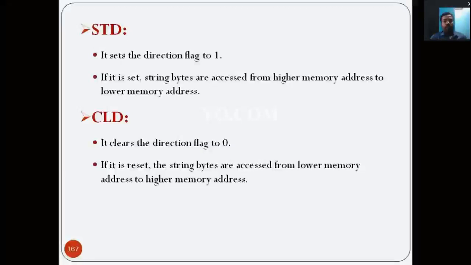Okay, STD, set the direction flag to 1. If it is set, the string bytes are accessed from higher memory address to lower memory address. If it is 0, it means it is accessed from lower memory to higher memory. That is used to control the direction of the string operation. Then CLD, it clears the direction flag to 0. CLD means this instruction clears the direction flag to 0. If it is 0, the string bytes are accessed from lower memory address to higher memory address. This also controls the direction flag. So STD sets the direction flag and CLD clears the direction flag.